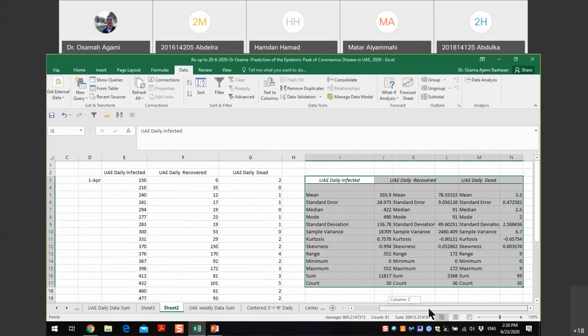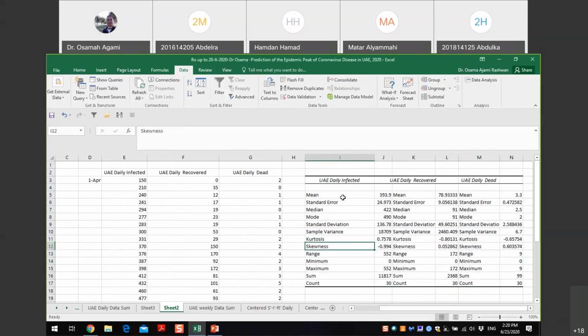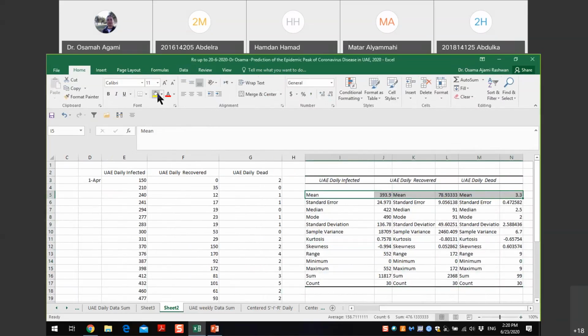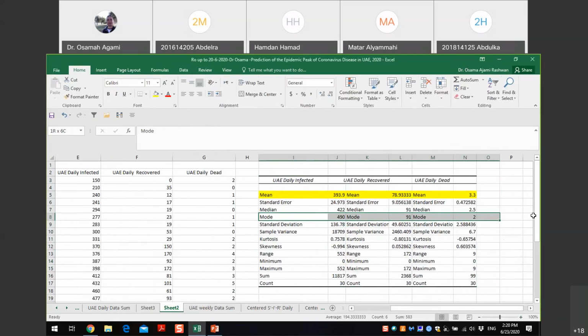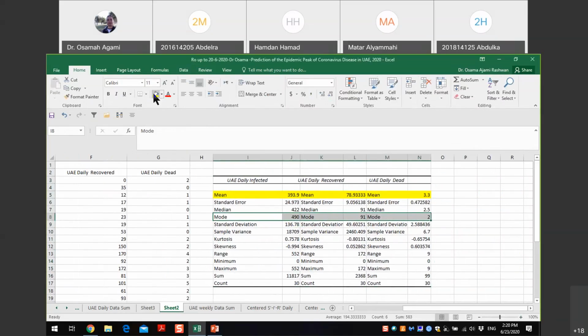What do you have in the central tendency? What is the central tendency? The mean. I highlight it. Okay. What else? The mode. Okay. And what else? The median. So this yellow one are the central tendency measurements, right?